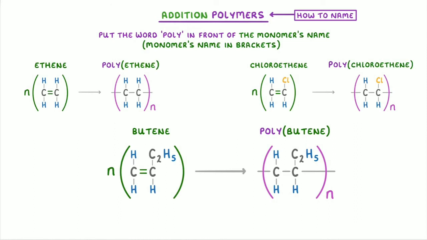The very last thing we need to mention is that these addition polymerization reactions require high pressures and a catalyst to work. So you might sometimes see pressure and catalyst written on the reaction arrow. You don't have to put this on the arrow yourself, but you might be asked for these two conditions.